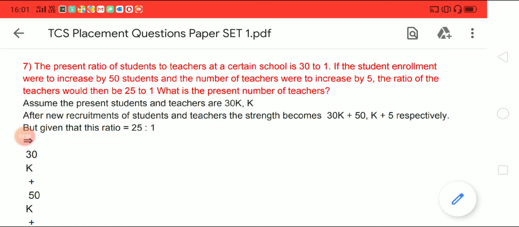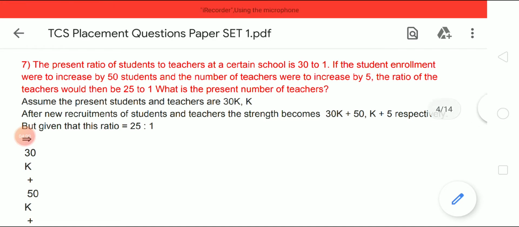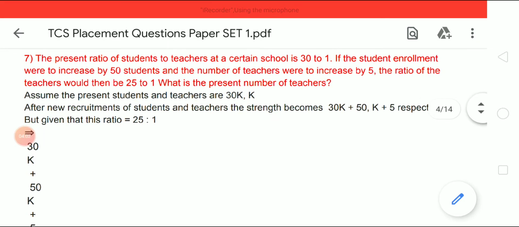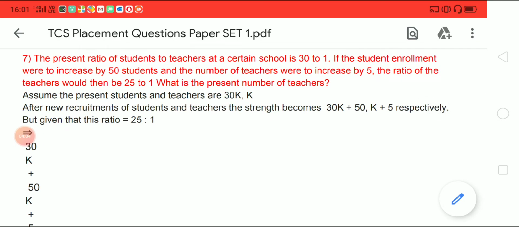here the ratio of students to teachers would then be 25 to 1. What is the present number of teachers? After increasing, the present number of teachers would be what? That will be the question mark here.